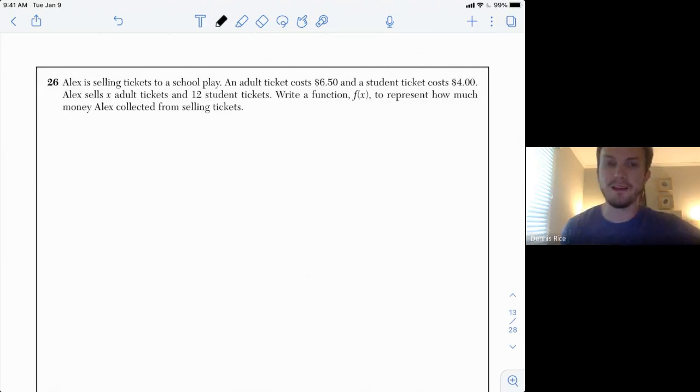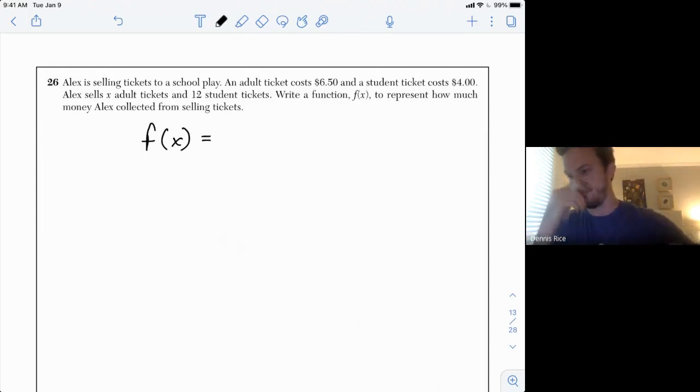All right. Alex is selling tickets to a school play. An adult ticket is $6.50. The student ticket is $4. He sells x adult tickets and 12 student tickets. Write a function, f of x, to represent how much money he collected. So this seems like a system, especially since we've been talking a lot about systems, but it's just an equation. They tell us to call it f of x, so guess what? We have to call it f of x. Right?